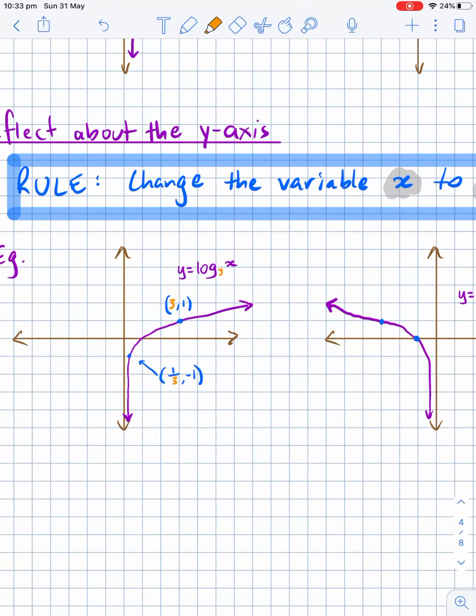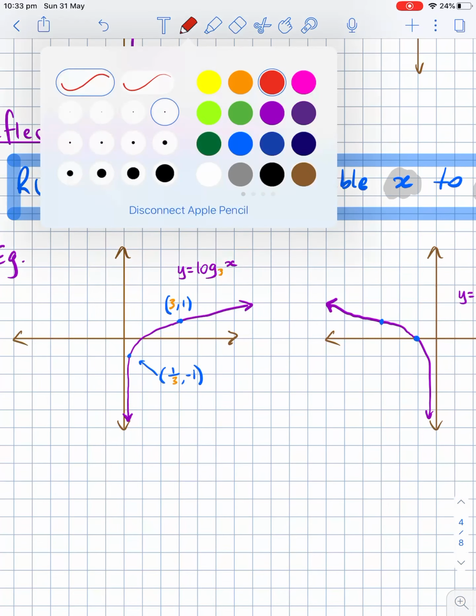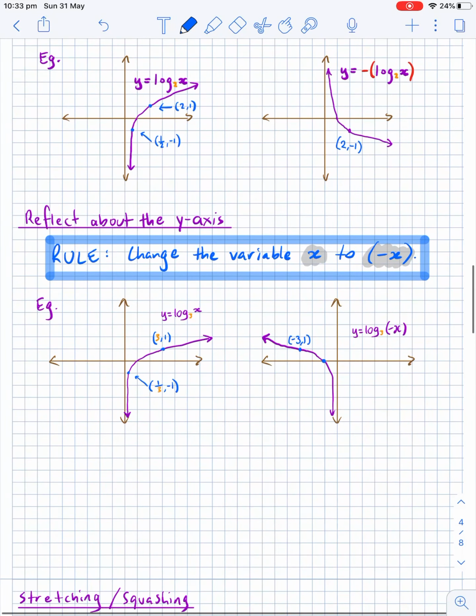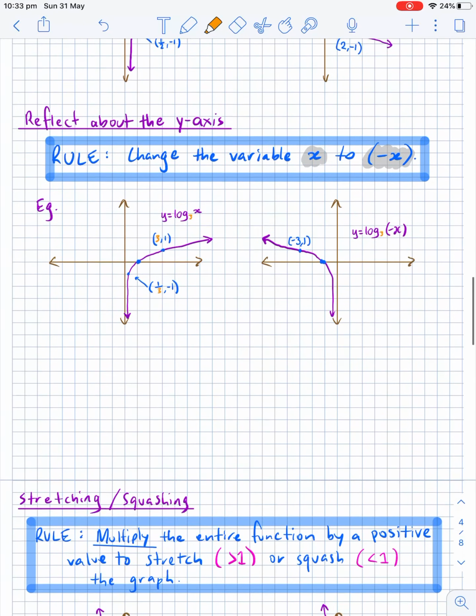You can see here that I've got the point (3, 1). Well, that's literally going to get swapped over. So instead of positive (3, 1), it's going to make negative (3, 1) for my point. And you can see here that's the x-intercept of 1. It's instead going to be an x-intercept of negative 1, as you can see there.